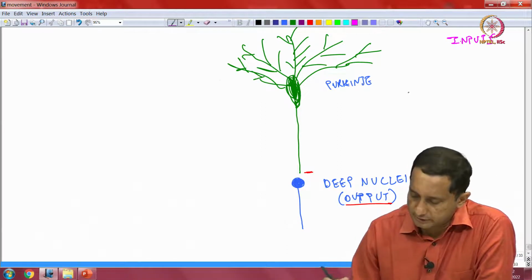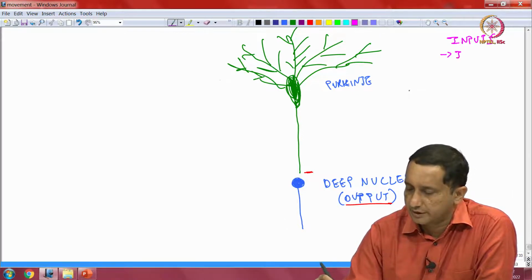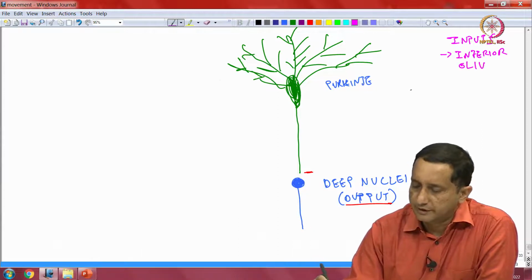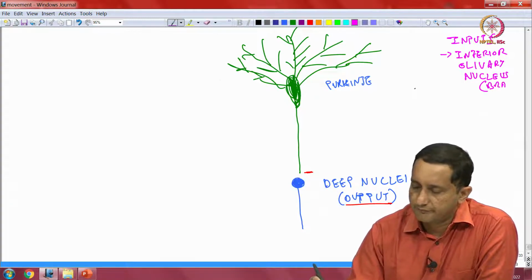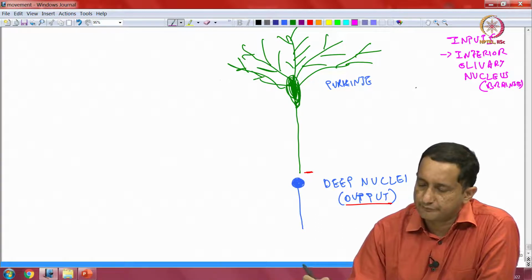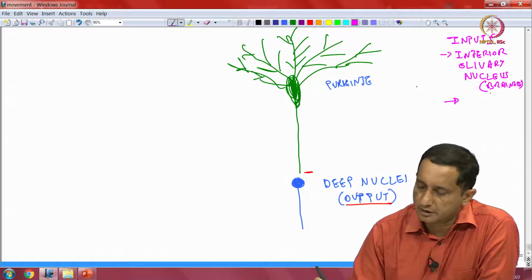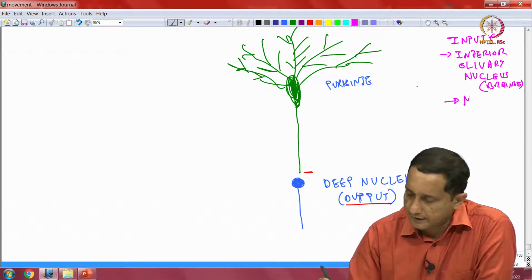Now, inputs into the cerebellum come from two sources. One of them is called the inferior olivary nucleus, which is in the brainstem, and then you have got fibers, of which there are two kinds. They are called mossy fibers.